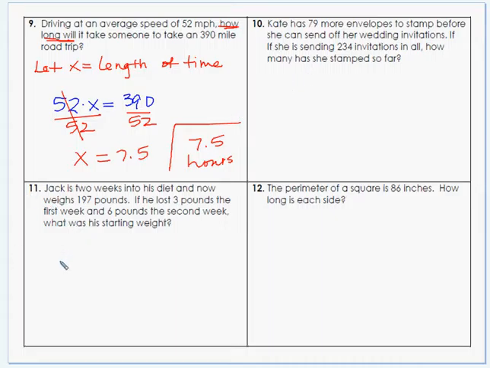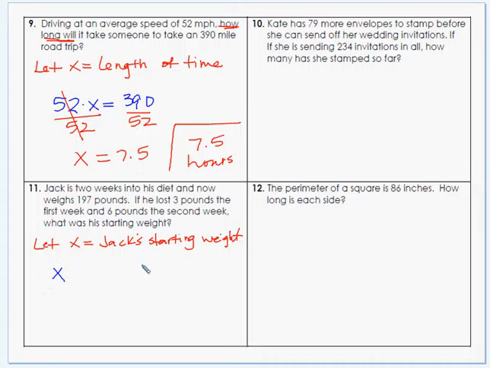Number 11. Jack is 2 weeks into his diet and now weighs 197 pounds. If he lost 3 pounds the first week and 6 pounds the second week, what was his starting weight? So, in order for us to figure this out, we need to let x equal Jack's starting weight. We're not sure how much he weighed at first, but we're going to use this number to help us work back to the 197.